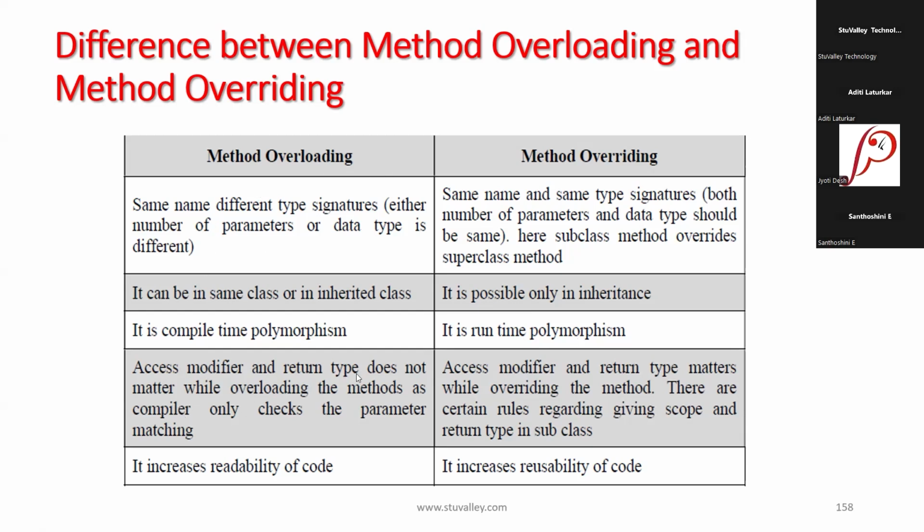In method overloading, access modifier and return type do not matter, as the compiler only checks parameter matching. But in method overriding, access modifier and return type matter. There are certain rules regarding access scope and return type in the subclass that we have already covered. Method overloading increases the readability of code, and method overriding increases the reusability of code. Instead of writing a new method in the child class, you can use the same method name and same type signature, and only the implementation will be different in the method overriding concept.